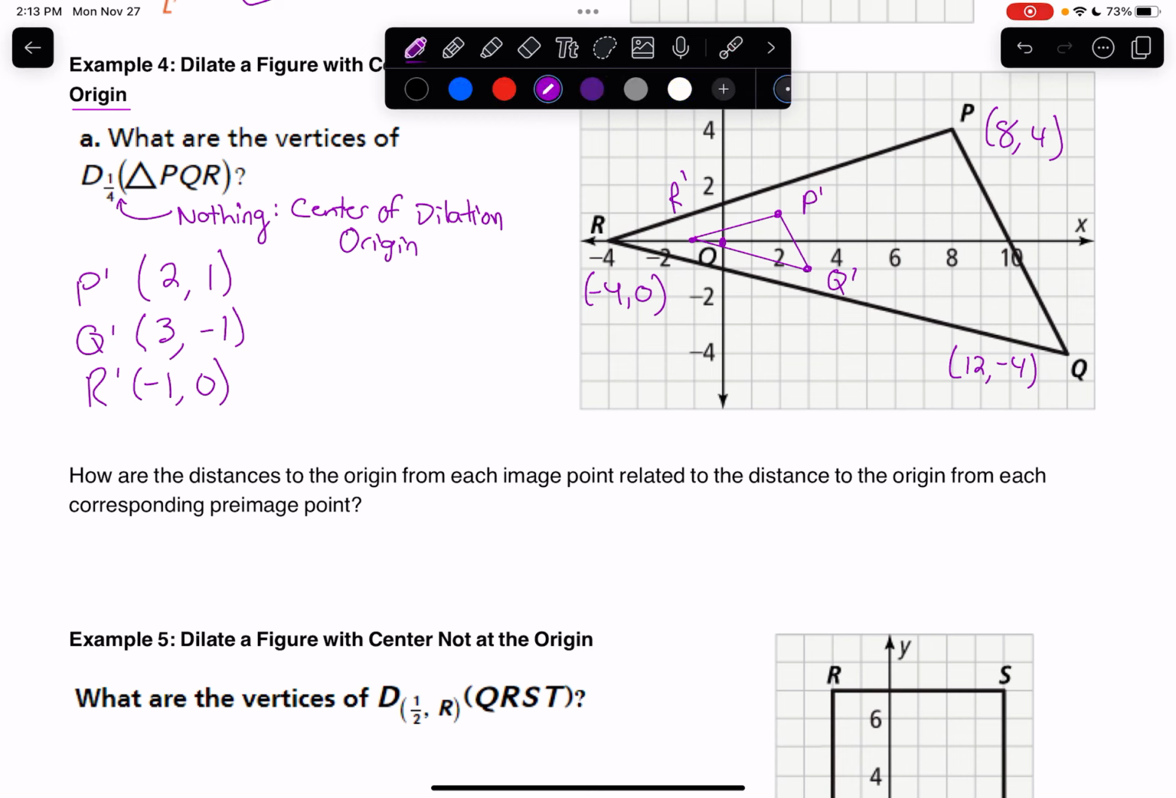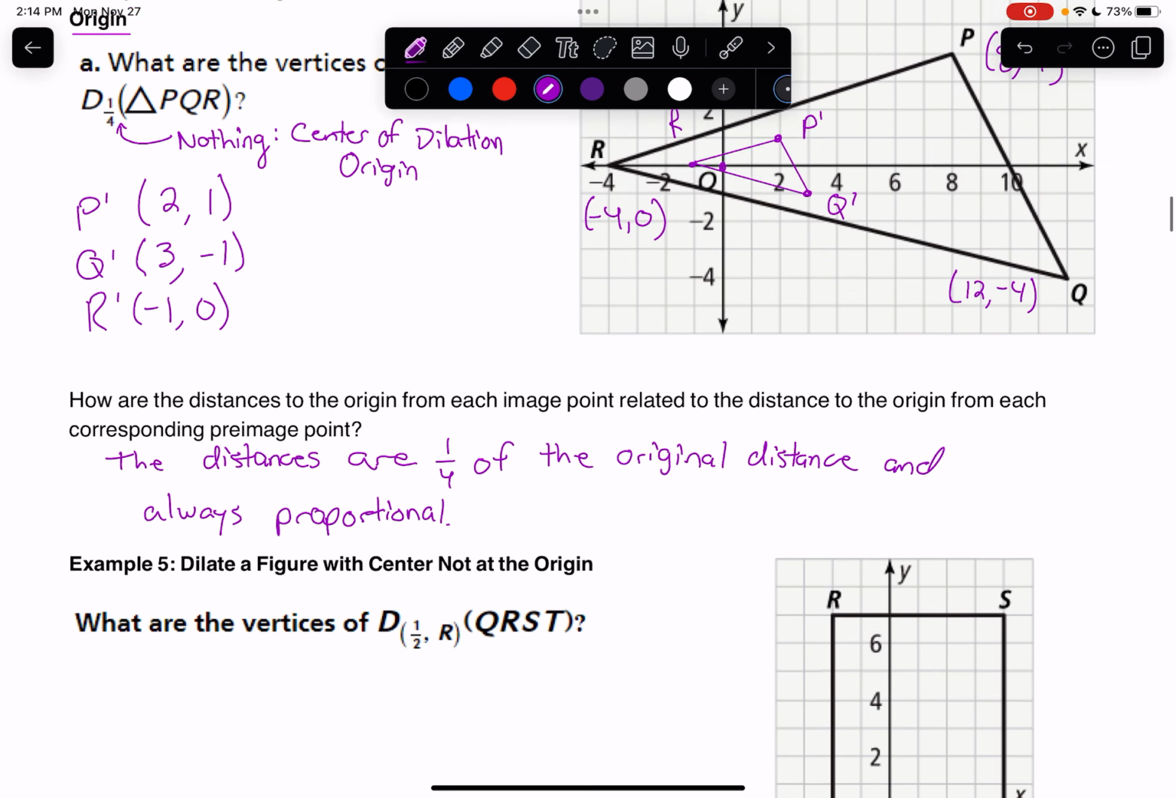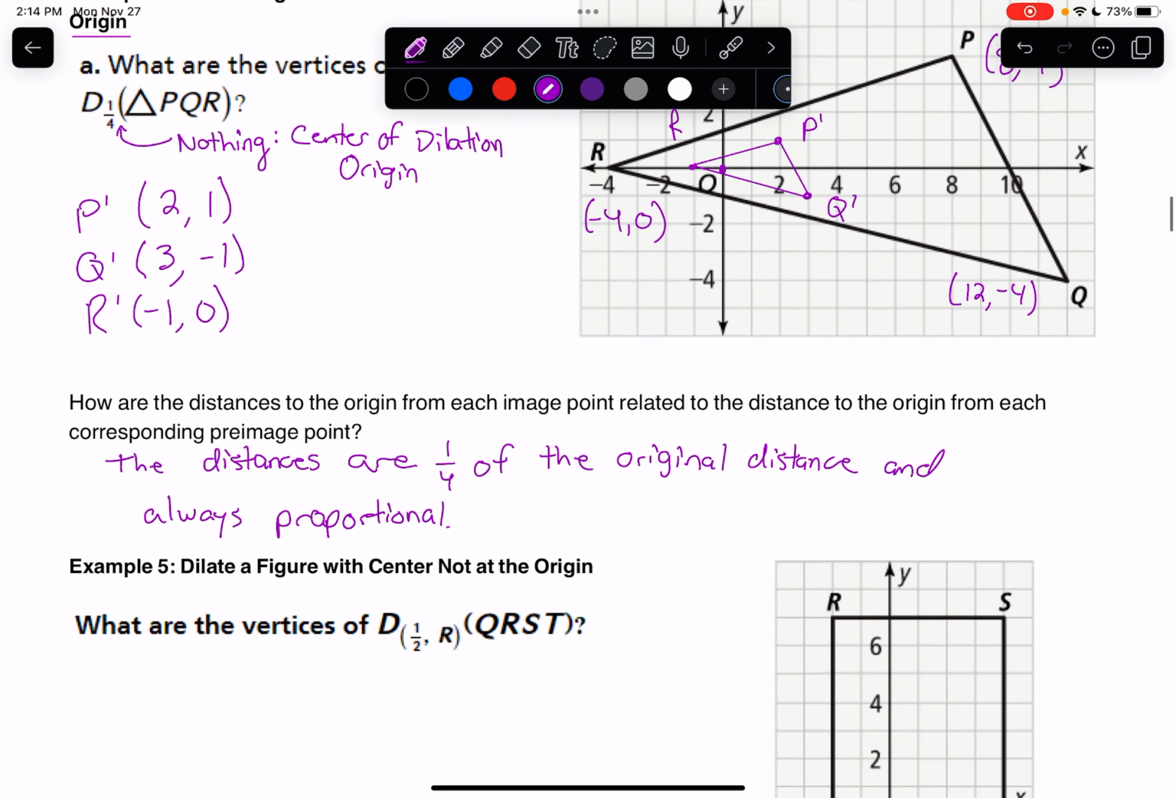So what we can write is the distances are 1/4 of the original distance, and they're always proportional. They're proportional to the scale factor and to one another, always proportional. And that idea of the distances being a certain fraction of the original distance happens whether the center of dilation is the origin or not.